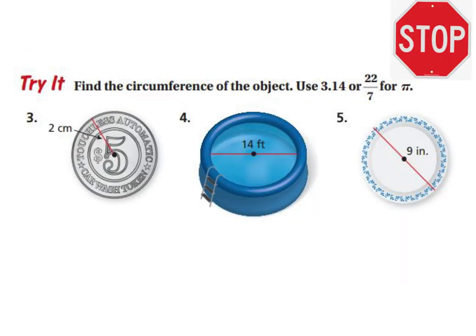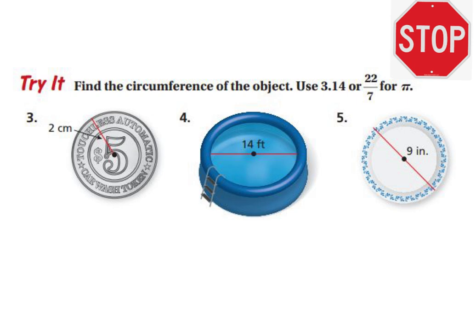Now it's your turn to try it. Find the circumference of the object using 3.14 or 22/7 to represent pi. Go ahead and pause the video, try these three, and then push play for your answers.